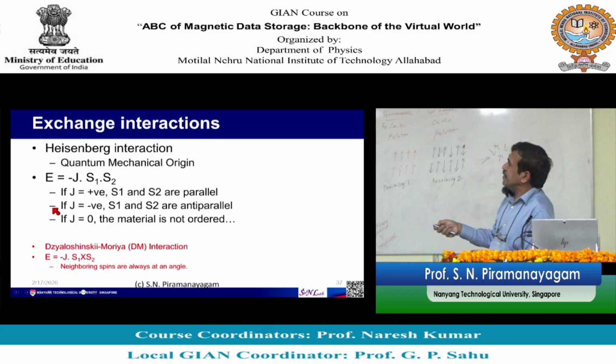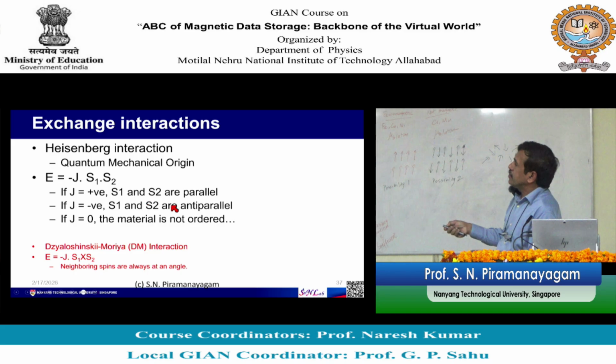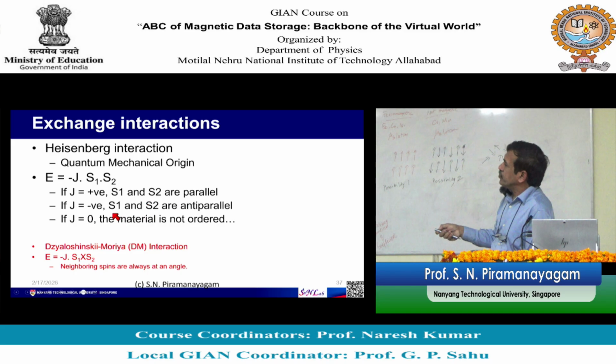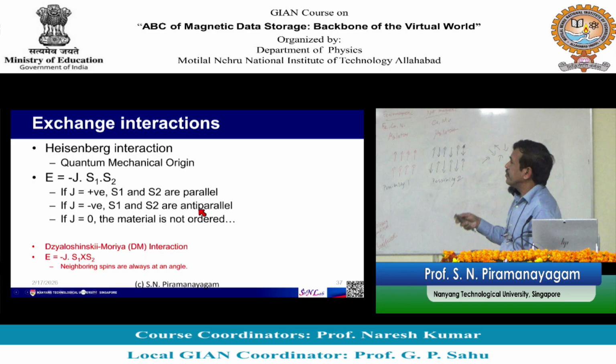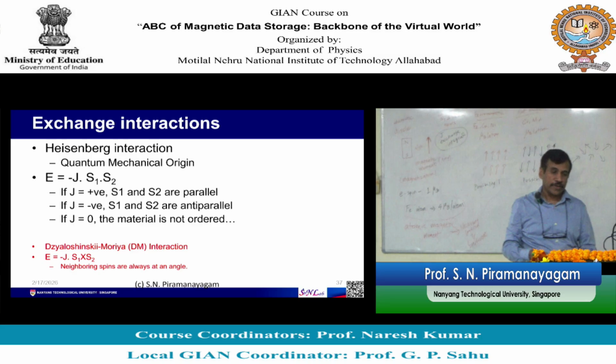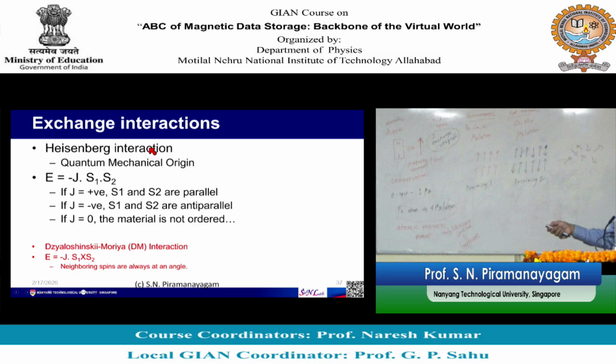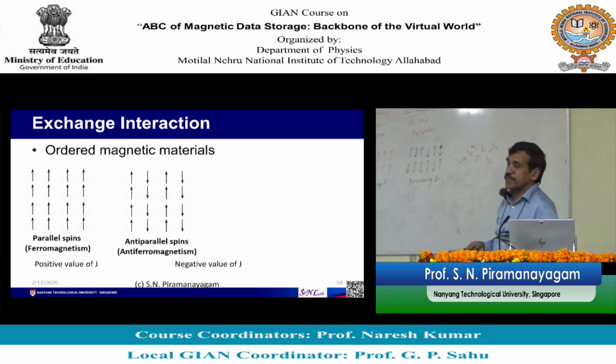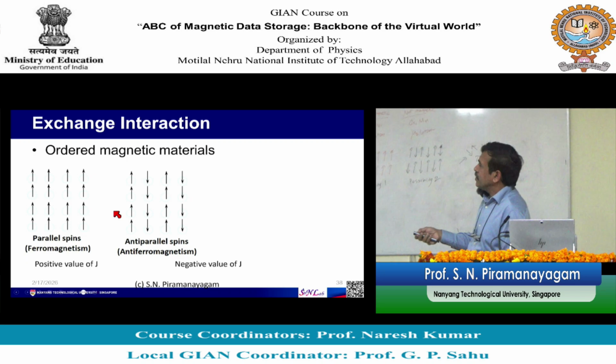If J is negative, then the lowest energy is obtained when S1 and S2 are antiparallel, and if there is no J, then the material will have nothing to force. The thermal energy will make the spins point in random directions. So, this is what gives rise to the ferromagnetic and antiferromagnetic properties. For example, in ferromagnetic materials, all the neighboring spins are aligned parallel to each other.